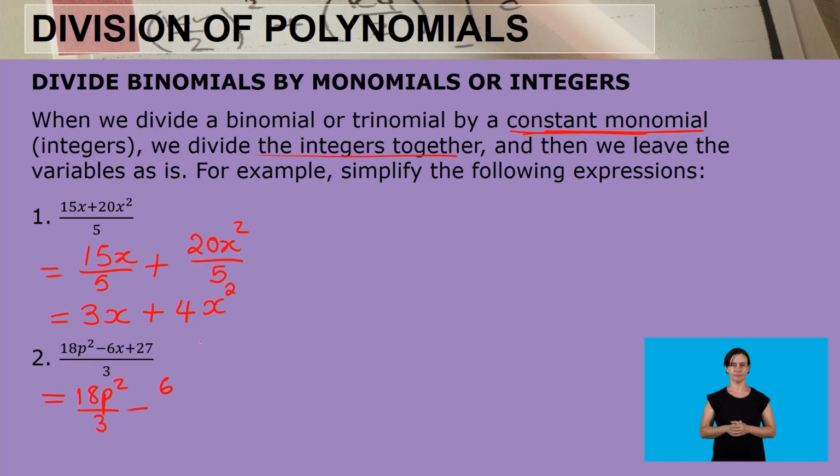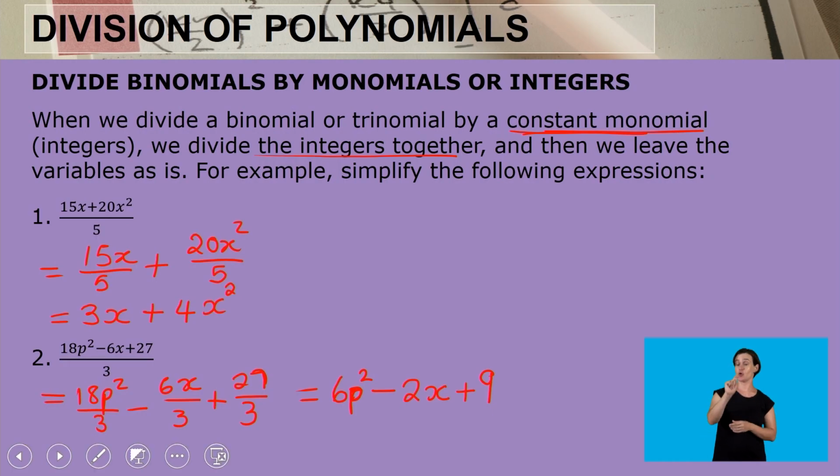So we are going to say 18p squared divided by 3 minus 6x divided by 3 plus 27 divided by 3. And what is the answer going to be here? Well, 18 divided by 3 is 6, and we are going to keep that variable as it is. Then we are subtracting here. Then we have 6 divided by 3, that is 2, and we are going to keep that variable as it is. Then we have 27 divided by 3, and that is going to be a 9. And that is how we divide a trinomial with a constant monomial.